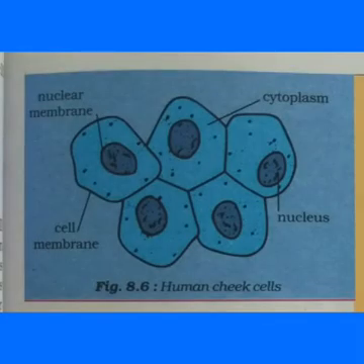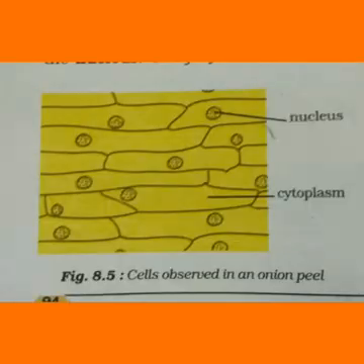Students, the cells like cheek cells and onion cells having a well-organized nucleus with a nuclear membrane are known as eukaryotic cells. All organisms other than bacteria and blue-green algae are called eukaryotes.